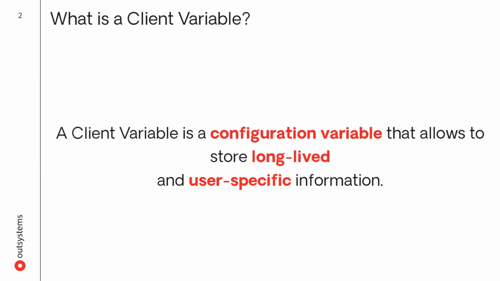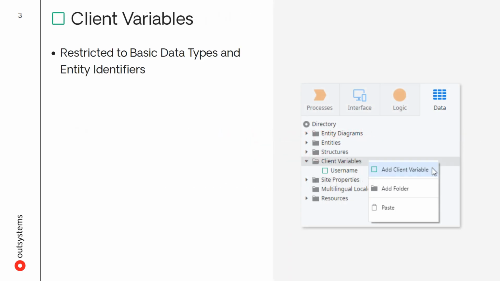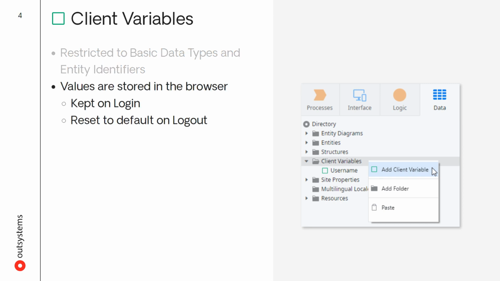What is a client variable? In its simplest form, a client variable allows you to store long-lived and user-specific configurations. Values stored on these variables are user-specific, and stored in the client browser. Client variables' values are restricted to basic data types and entity identifiers. The client browser stores all client variables.